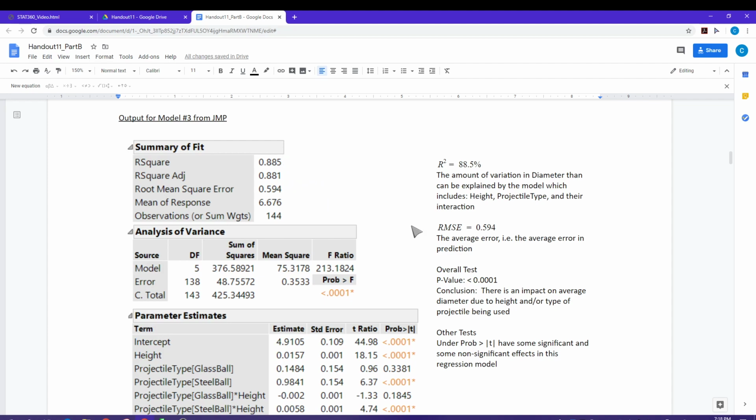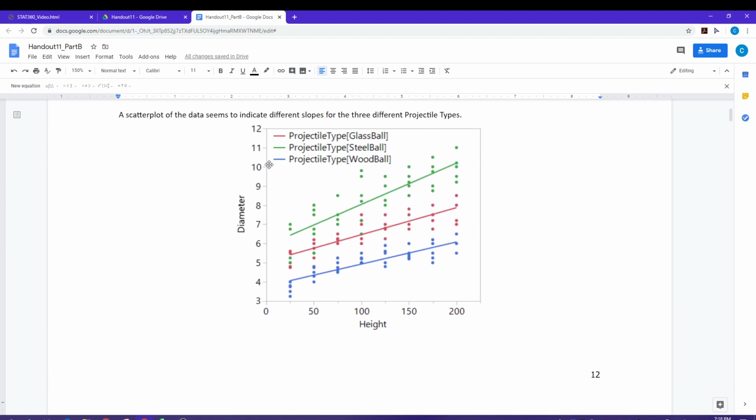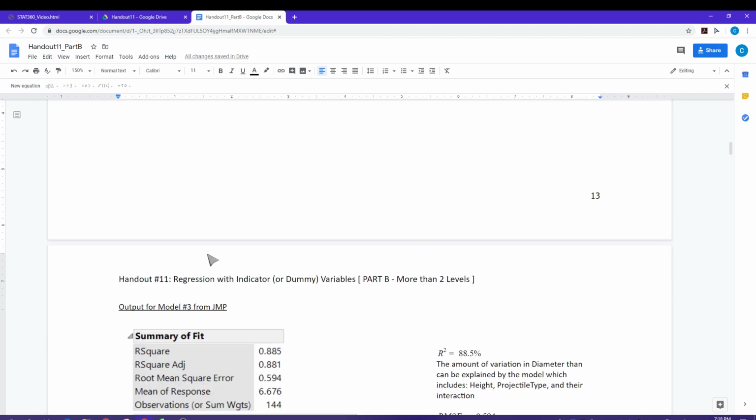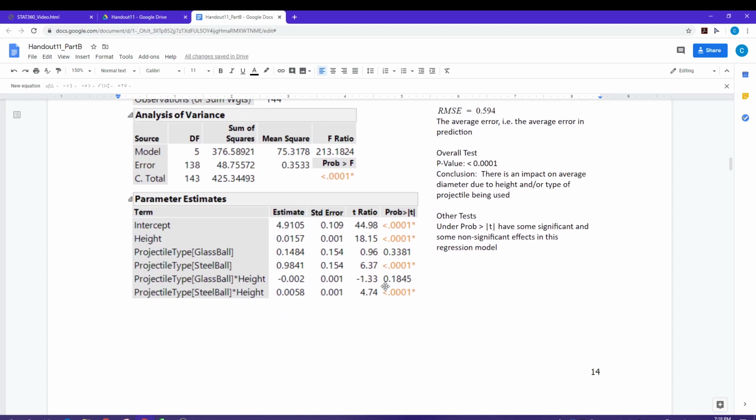The root mean square error here is about 0.6, and that's fairly small given that the responses tend to vary from about 3 to 11 or so. So that's a fairly small residual value there of 0.594. The overall test is significant. That just means I have some sort of impact going on due to height and/or the projectile type. We also get a bunch of probability bigger than t p-values here that we will talk through next.